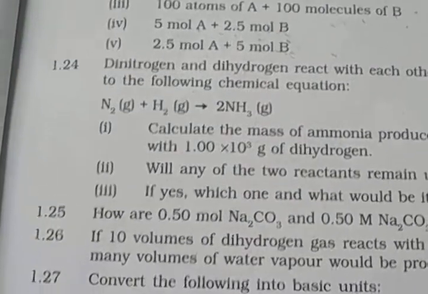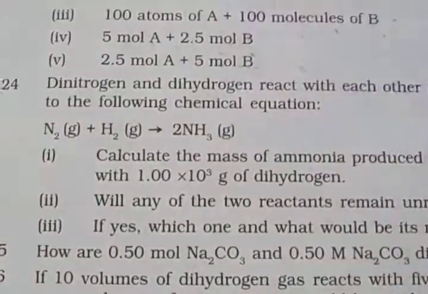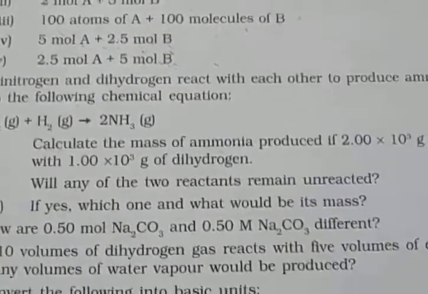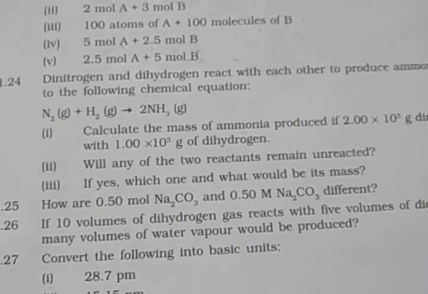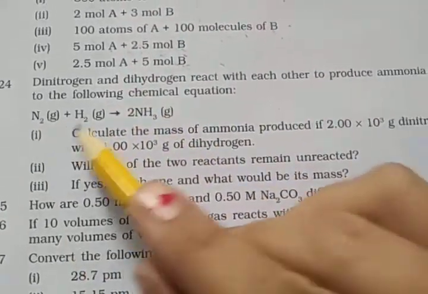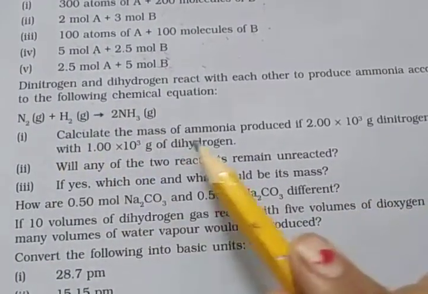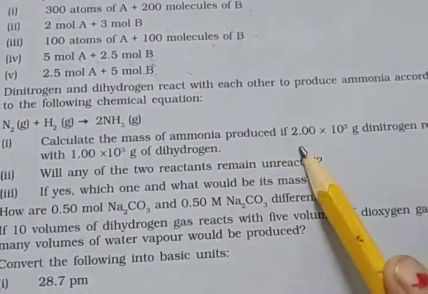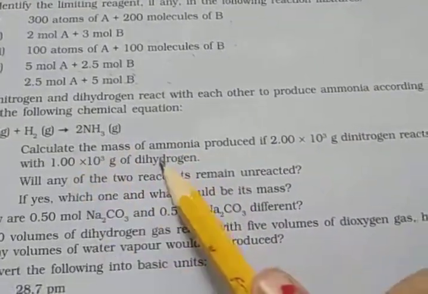Then question number 24. Dinitrogen and dihydrogen react with each other to produce ammonia according to the following chemical equation. Dinitrogen and dihydrogen react together to form ammonia. So the first question: calculate the mass of ammonia produced if this nitrogen reacts with this hydrogen.